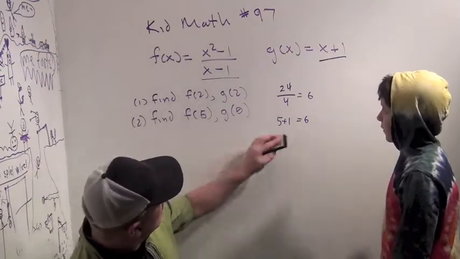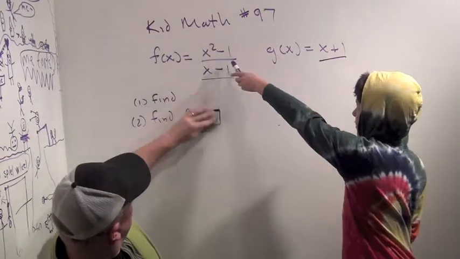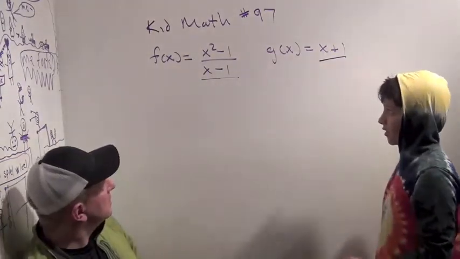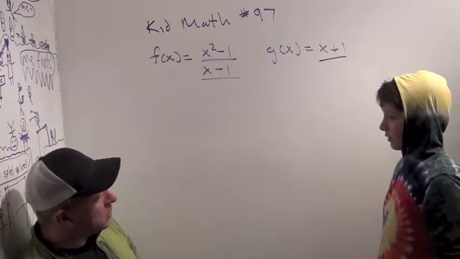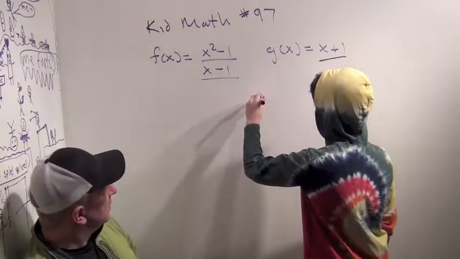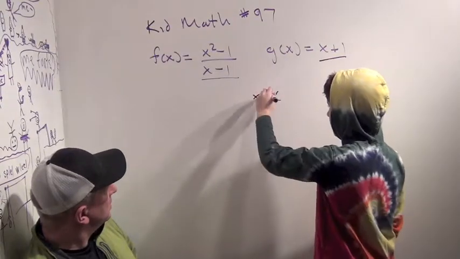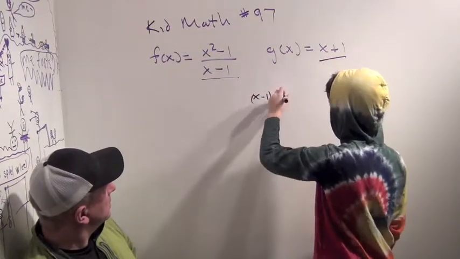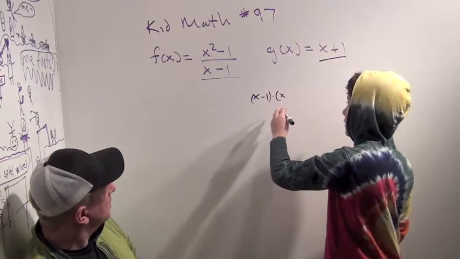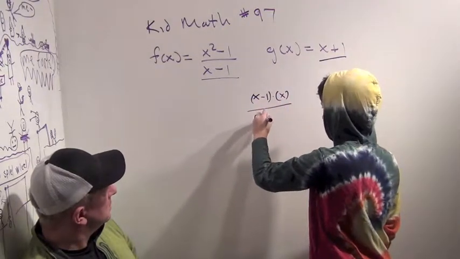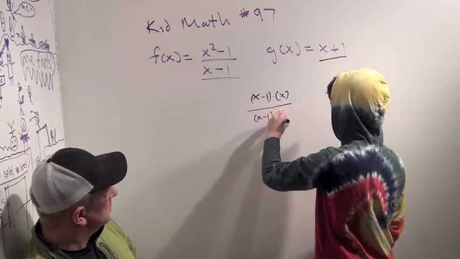Maybe we could try to turn this equation into this equation. Okay, how would you do that? I factor out an x minus 1 at the top. Okay. So you have x minus 1 times x on the top over x minus 1 times 1.